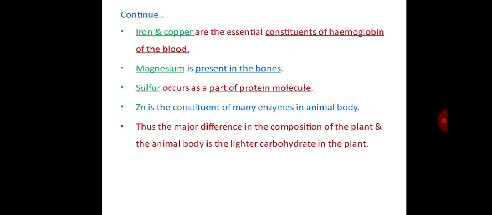Then iron and copper are the essential constituents of the hemoglobin of the blood. Magnesium is present in the bone. Sulfur occurs as a part of protein molecules. Zinc is the constituent of many enzymes in the animal body. Thus, the major difference in the composition of plant and animal body is higher carbohydrate in the plant.